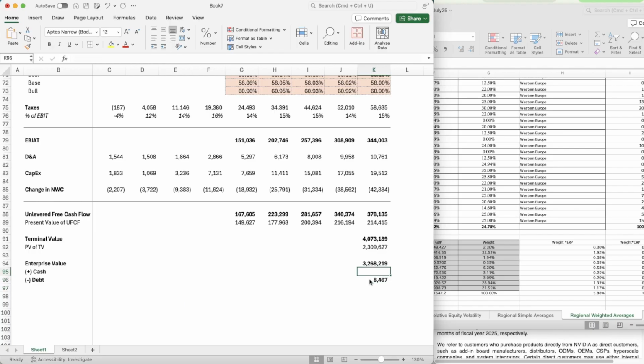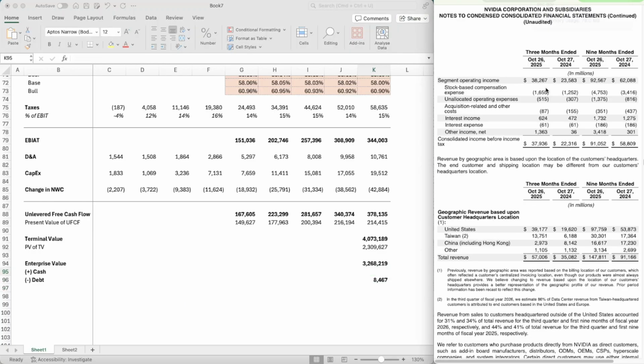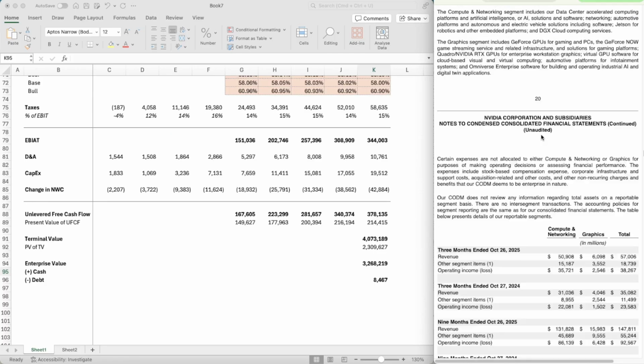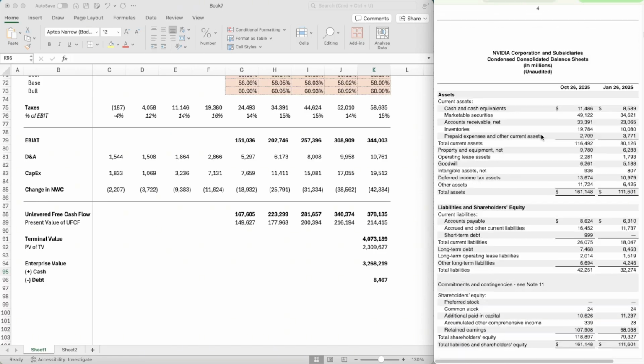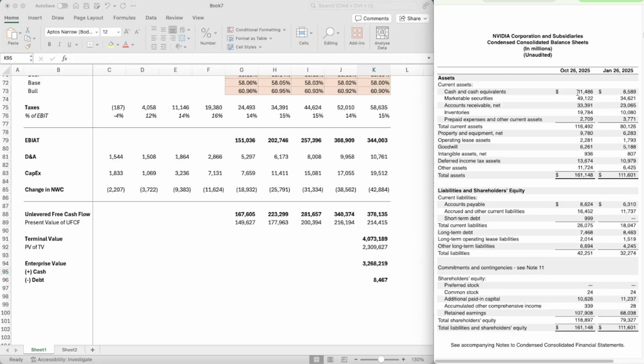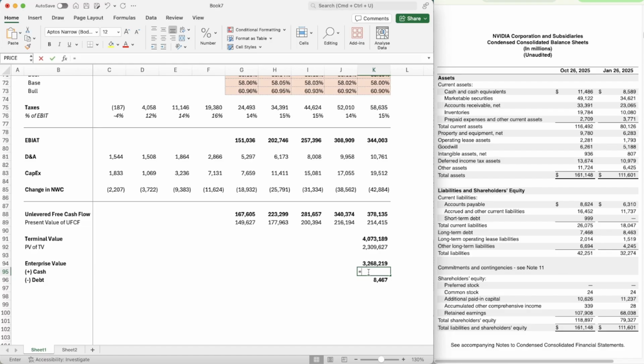Then our cash is, let's find the balance sheet again. Here we are. We can use these top two as cash. So 11,486 plus 49,122.